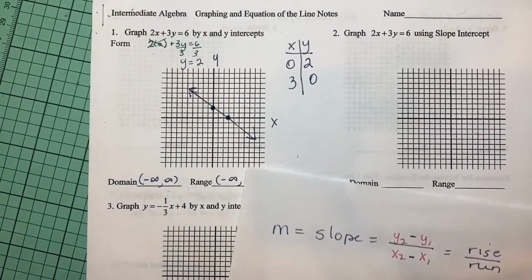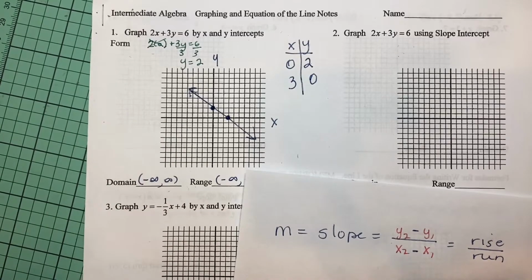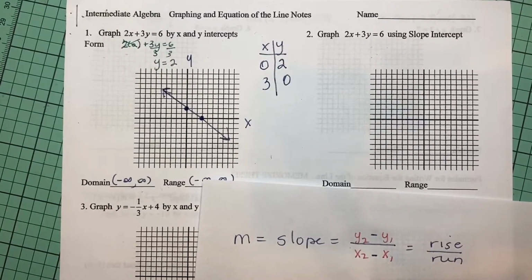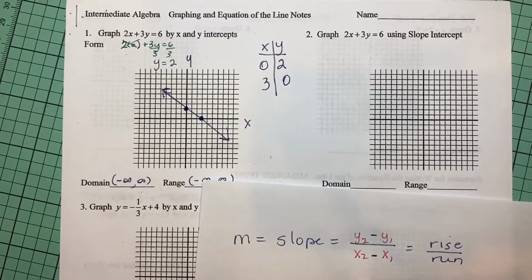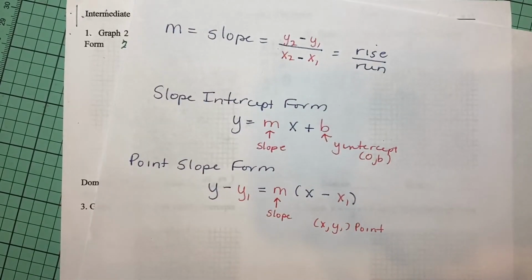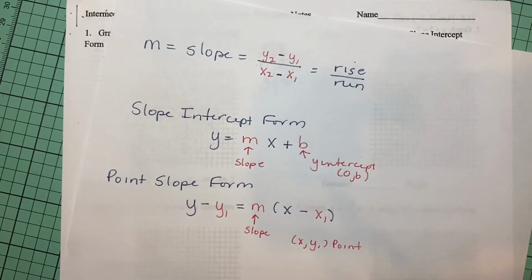Okay, now let's look at number 2, which is graphing using slope intercept. So for x and y intercepts, you just draw your xy chart, and you let x equal 0 and solve for y, and then y equals 0 and solve for x. But number 2 says to graph using slope intercept. So you also have this note sheet to download, and you can keep this with you during your test and everything if you want to.